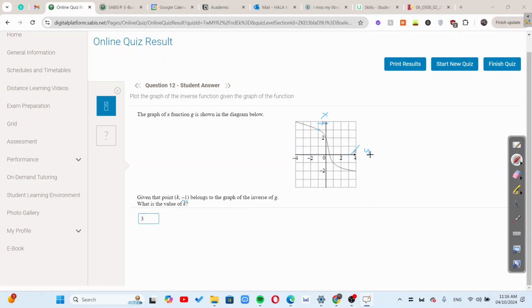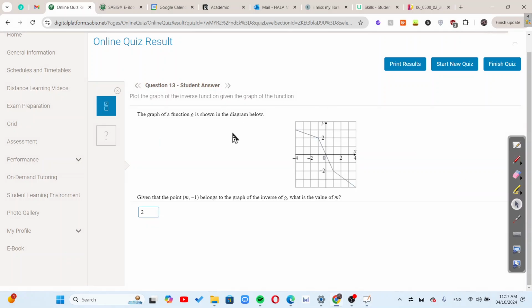Just be careful, like, switch them. All you have to do. So now this is your new y-axis, and this is your new x-axis when they want the inverse. So, again, what's k? What's k when your y is negative 1? You go to your new y-axis, you go to negative 1, and you go up. It's on the point 3. So, yeah. That's it.